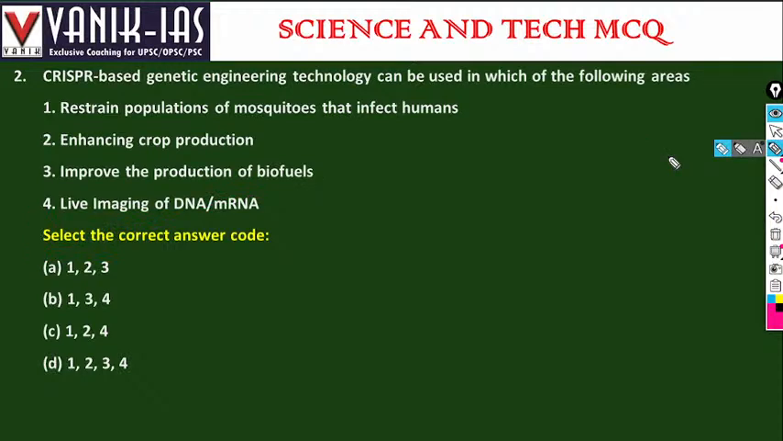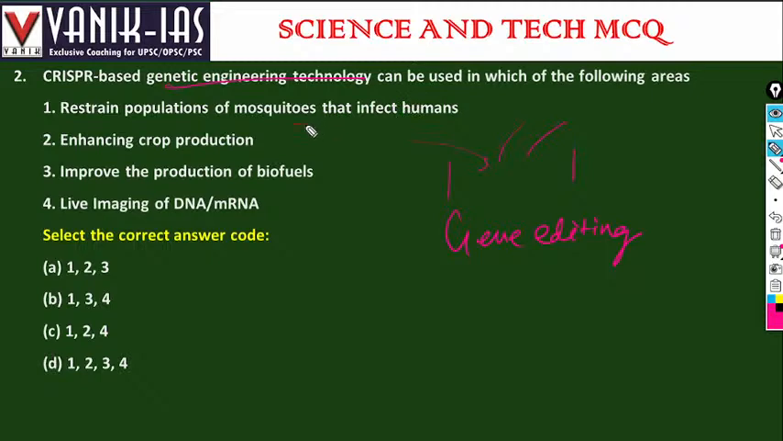CRISPR-based genetic engineering technology can be used in which of the following areas? CRISPR is a gene editing technology, a genetic engineering technology by which we can cut the DNA or add some DNA. That is CRISPR technology. It can be used in which of the following areas?